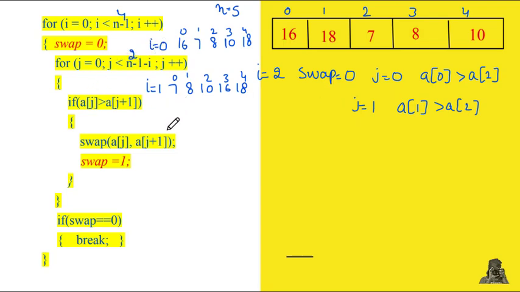So no execution will be done. So this will not be executed. So swap's value will remain 0. So now we will execute this statement because swap's value is 0 only. So now break will be executed.